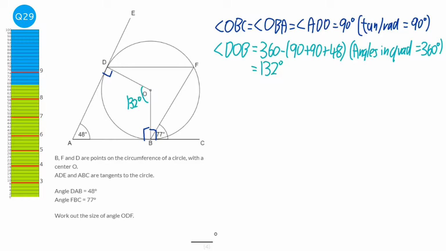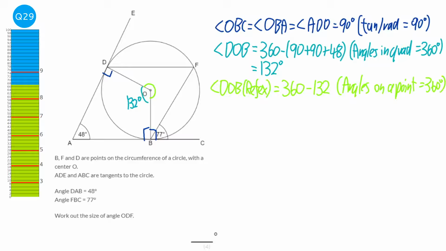But we also have this angle here, which is also angle DOB, but I'm going to call this kind of the reflex one. And to work this one out, we just do 360 take away 132. And the reason for that is angles on a point equal 360 degrees. And so we're going to do 360 take away 132, which is 228. So this is 228 degrees.